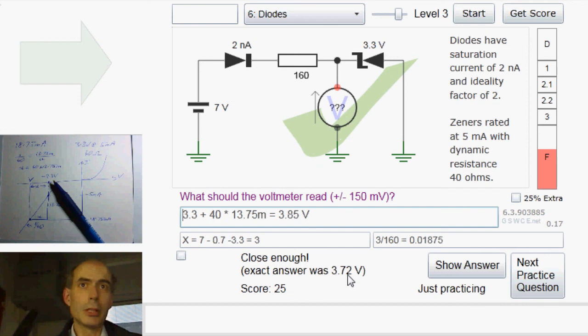It's not exact because the current through this Zener is not exactly 18.75 milliamps. We'd have to take into account the actual voltage across this Zener and the actual voltage across this ordinary silicon diode to work out the exact current through this resistor and therefore the exact voltage across this Zener, and that we'd have to do by iteration, just going through this process time and time again. But for level 3, going through it once is usually enough, and indeed that gets us close enough to the answer. That's it.